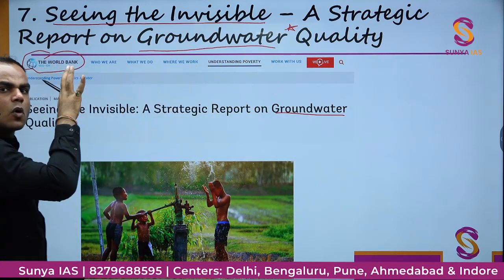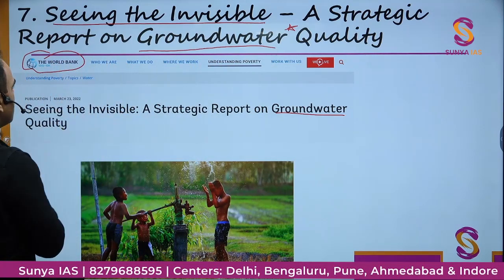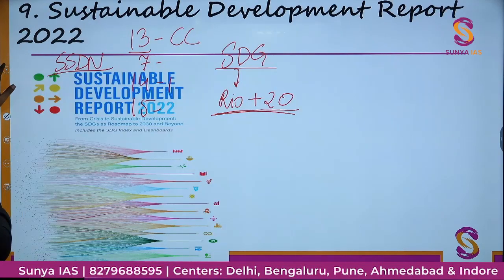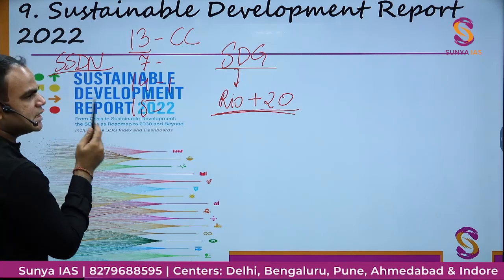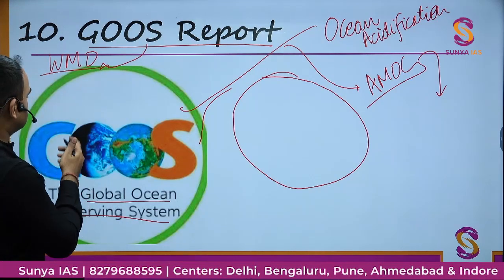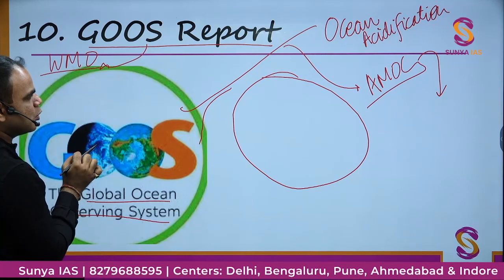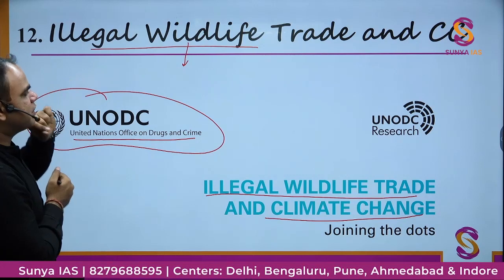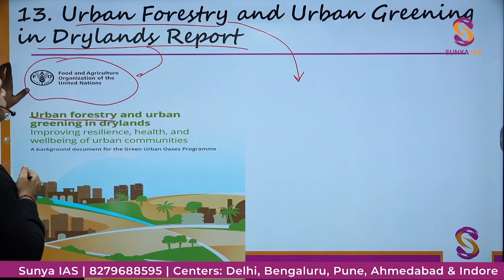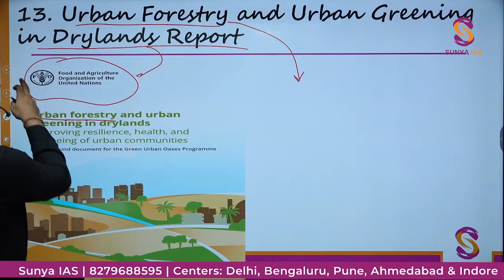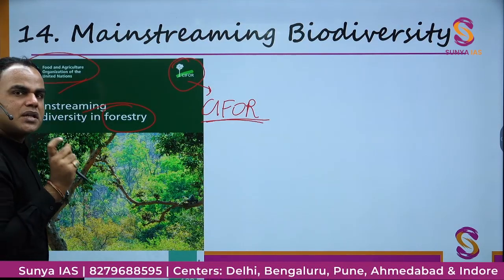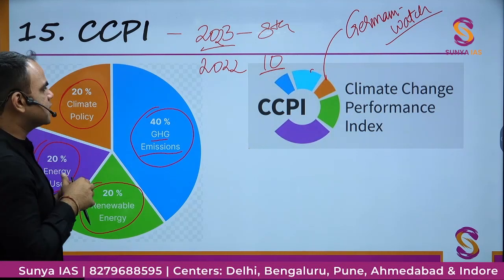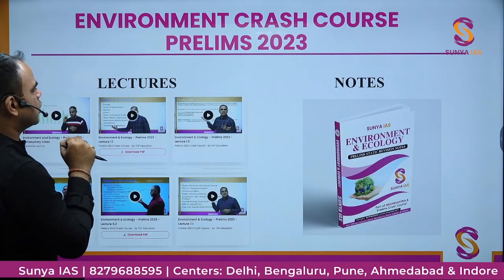The other report was on water resources, by the World Bank. Climate and development, again by the World Bank. Sustainable development report, etc., by SDSN. The global ocean observing system, again by WMO. Global plastics outlook by OECD. Illegal wildlife trade and climate change by UNODC. Urban forestry and urban greening by FAO. Mainstreaming biodiversity in forestry, again by FAO. And the last report was the climate change performance index by German Watch.